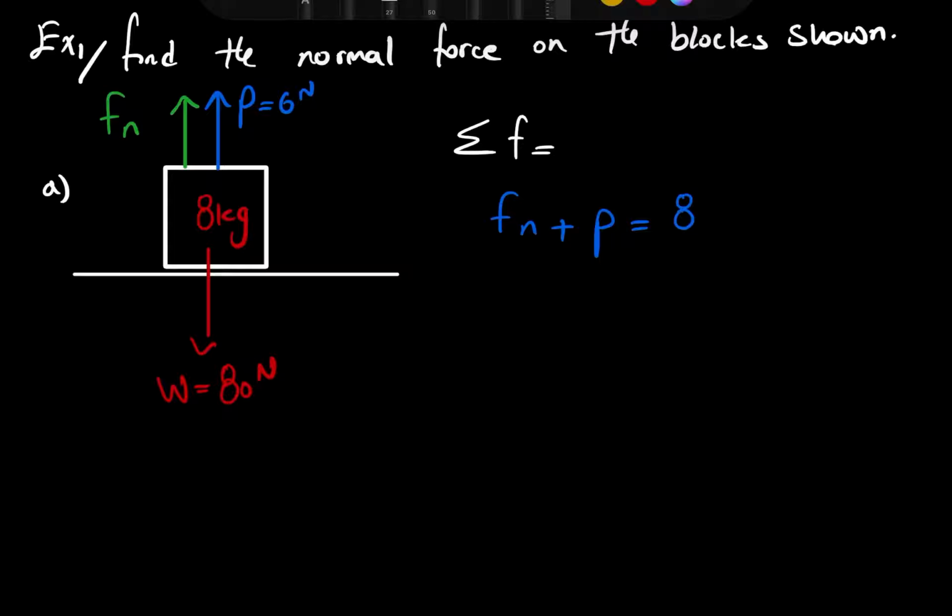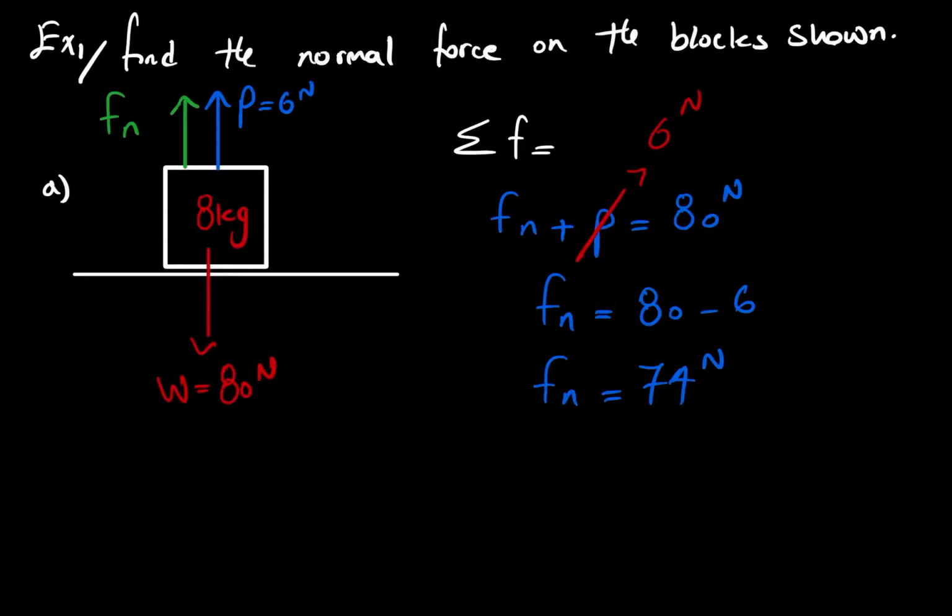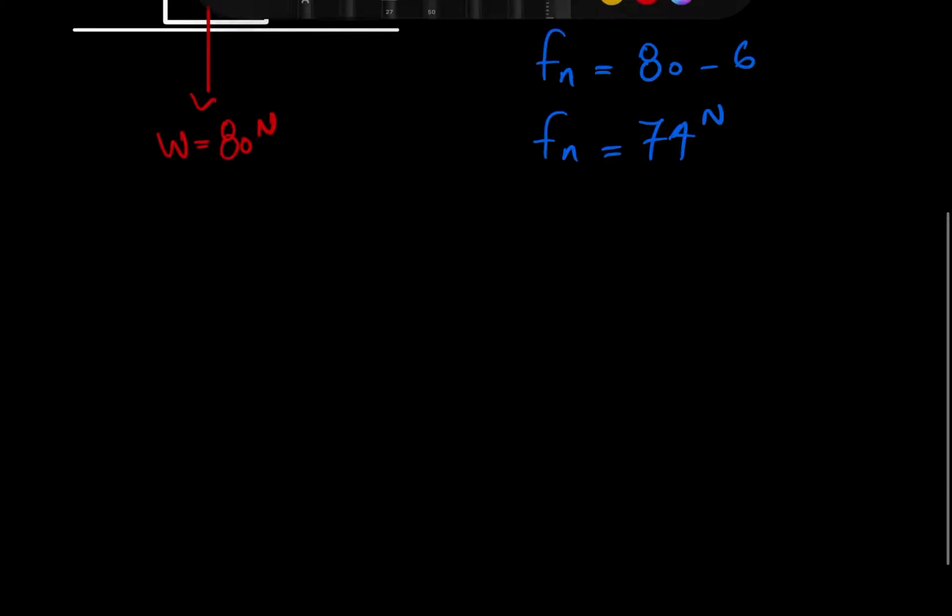So that's 80 newtons. So I can simply say that the normal force here is equal to 80 minus P. And P was actually 6 newtons from the question. So 80 minus 6, the normal force is simply equal to 74 newtons. Now let's go ahead and take a look at another example.